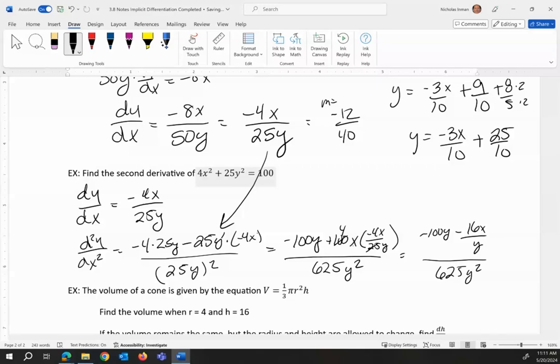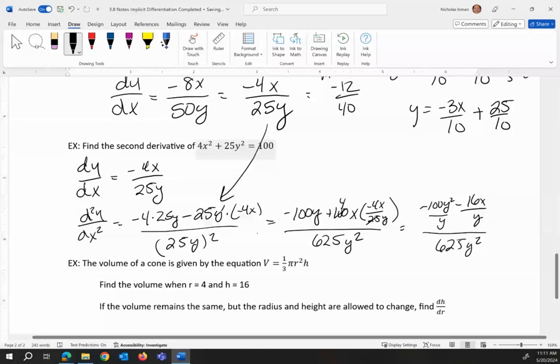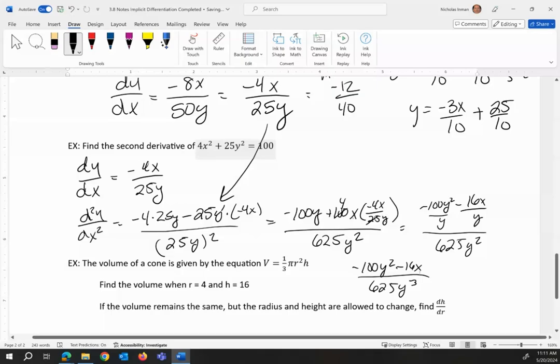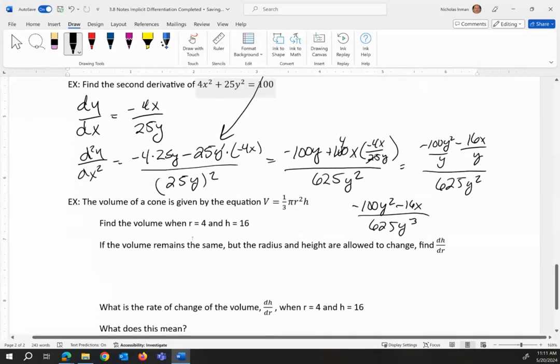Right, so I want this to have a y, so that becomes squared. We can then combine those, do the same change flip. So we have -100y squared minus 16x over 625y cubed. All right, so that would be our second derivative.